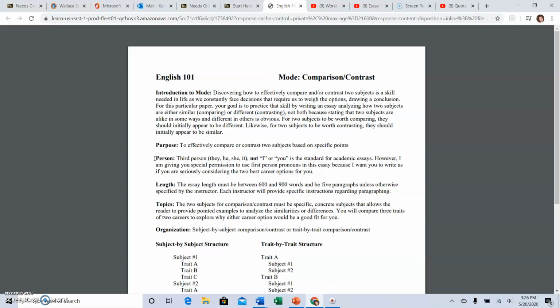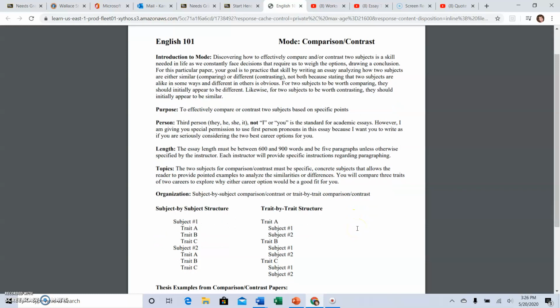The length of the essay should be 600 to 900 words, and it also says it should be 5 paragraphs unless otherwise specified by the instructor. So that one is negotiable for this essay. I'm going to talk a bit about the layout, and you'll see more about the structure of the essay as we look at the samples and the outline for the essay. The topic I'm asking you to consider are two careers that you are truly interested in, so that the research you do is useful to you in helping you understand what career options you have.